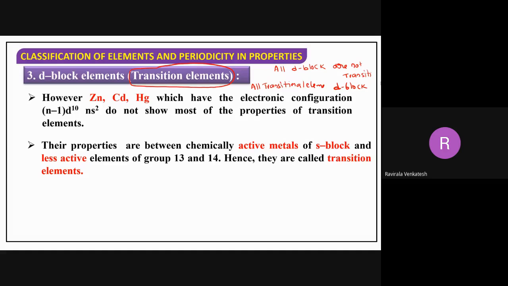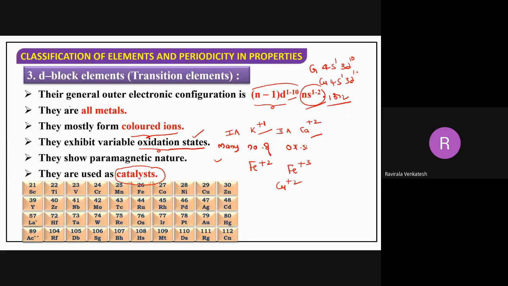Let me see the meaning of this. For example, zinc, cadmium, and mercury. Where are they actually? You see, they are here. Which group are they considered in? Second B group elements. Now, can anybody tell me what is the general configuration of second B group elements?